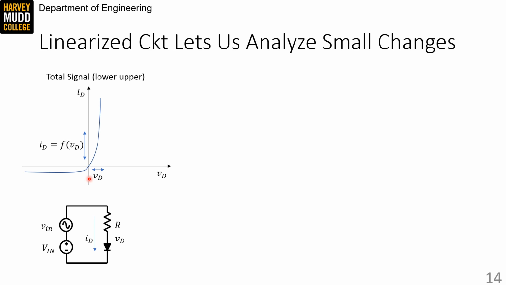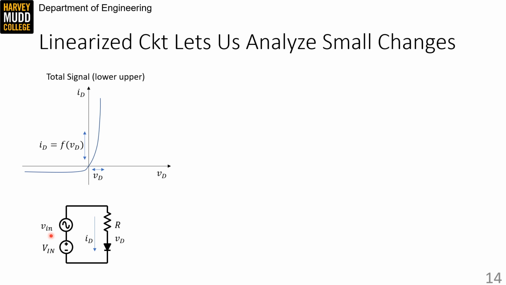We start by assuming that our resistor diode circuit has an input that consists of a big fixed component plus a small variation on top of it. We call the combination of these two signals the total signal. We call the large fixed component the large signal, and we call the small variation the small signal.